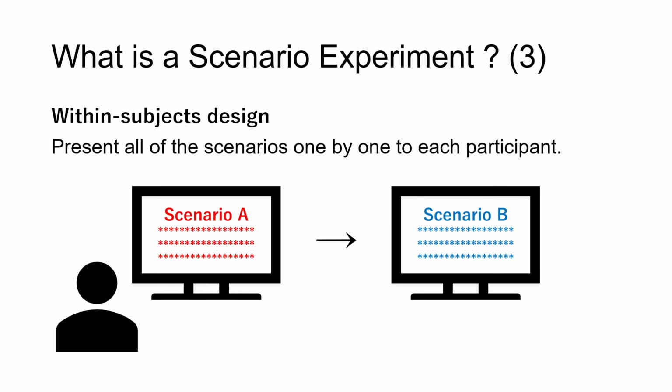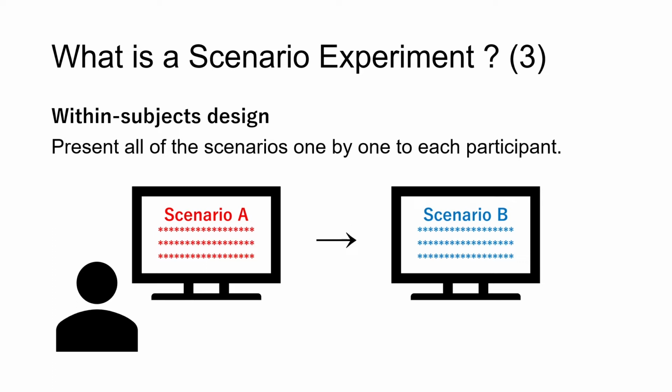The second type is a within subjects design, where the participant is presented one by one with all of the blocks in the scenario experiment. All the blocks are firstly shuffled so that each participant receives a different random order.